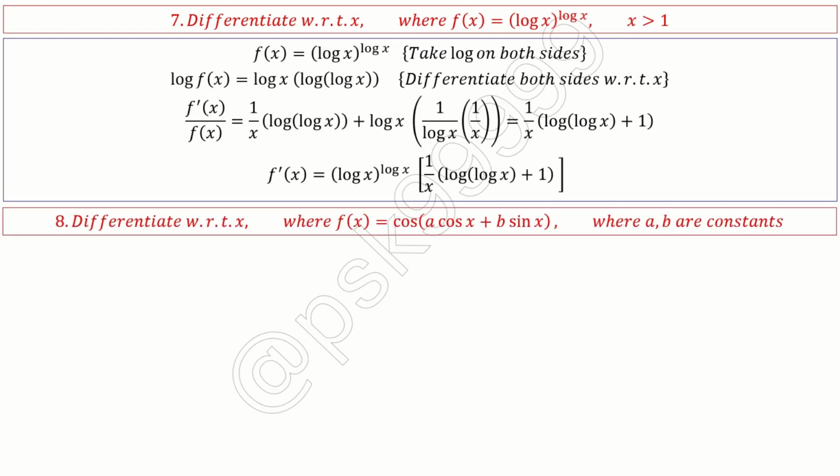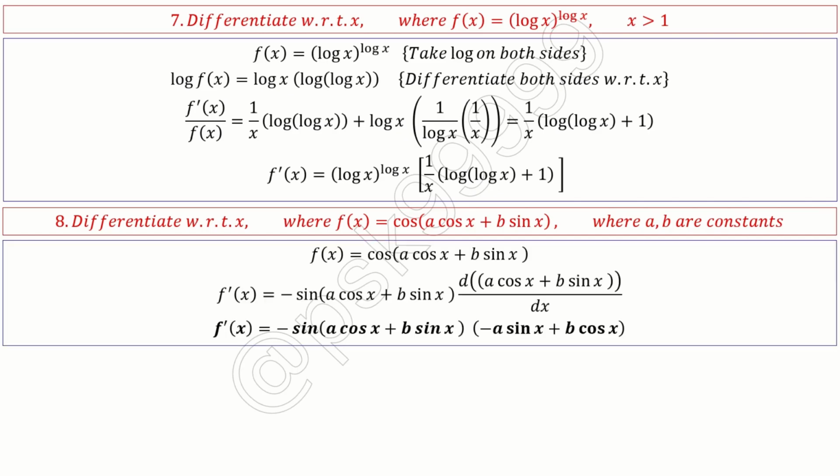Now cos of (a times cos x plus b times sin x). You can apply chain rule to solve this one. So f of x equal to cos, so cos differentiation is minus sin of (a cos x plus b sin x), and differentiation of a cos x plus b sin x is nothing but minus a sin x plus b cos x. Okay, next.